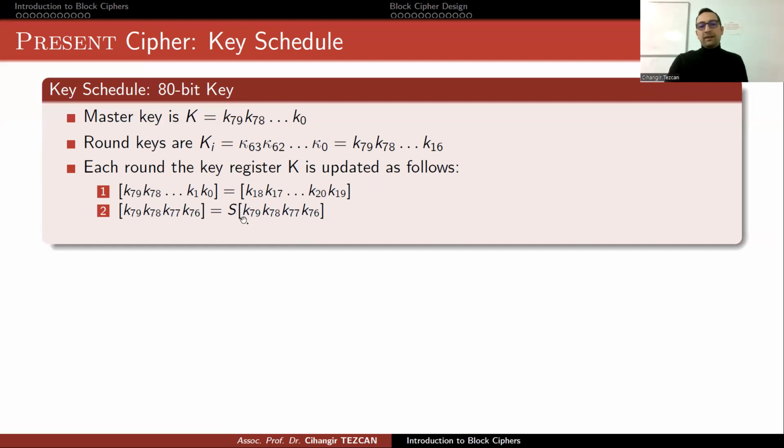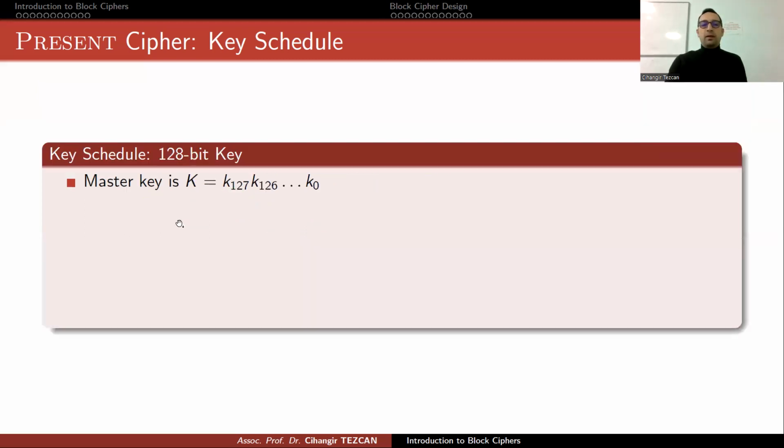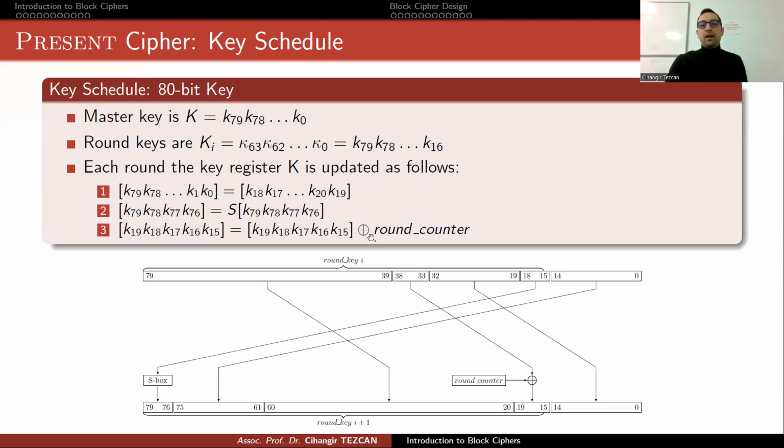Then I apply the same SBox only to the leftmost 4 bits. I write the results there. Then I add a round counter to these 5 bits. Round counter means as follows. If this is your first round, you XOR it with 1. If it is the 30th round, you XOR it with 30. We add it to 5 bits because if you represent 31 in binary notation, it becomes 5 ones. This is why it affects these bits.